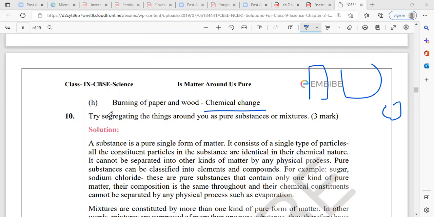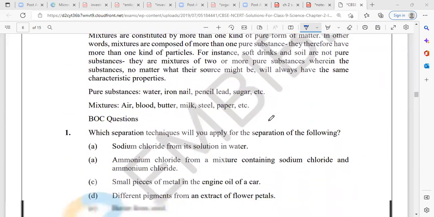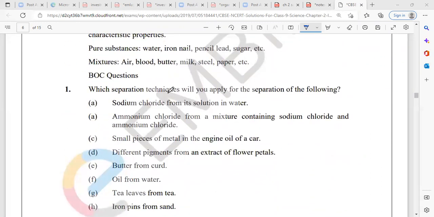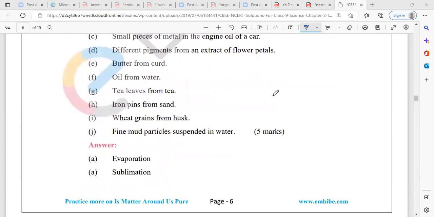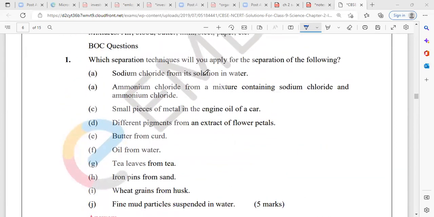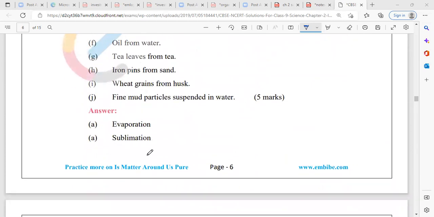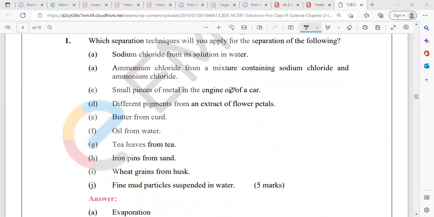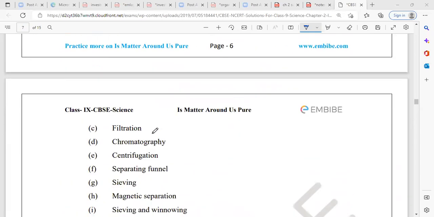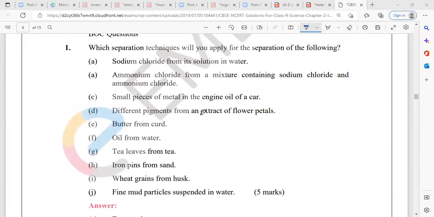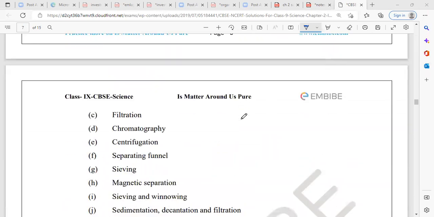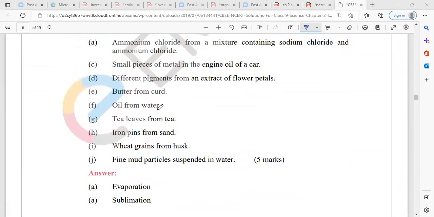Okay. Now try segregating the things around you as a pure substance or the... okay, this is not that much important. This one. Which separation technique will you apply with the separation phenomena? Again, very important. First is sodium chloride and its solution in water. So you will use evaporation. Ammonium chloride from a mixture containing sodium chloride and ammonium chloride: sublimation. Small pieces of metal in engine oil of a car: filtration. Very easy. Different pigment from the extract of flower petal: chromatography, because color is being used over here.